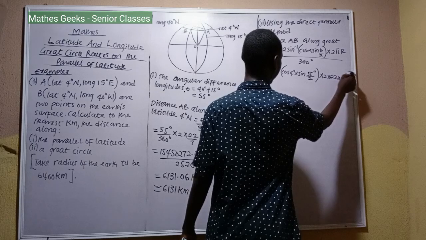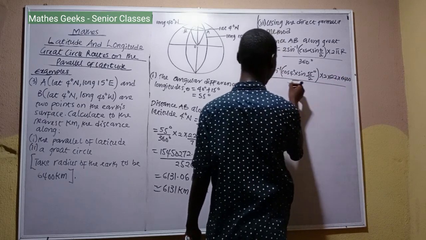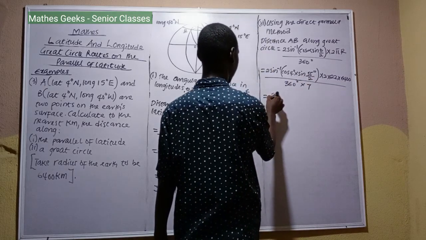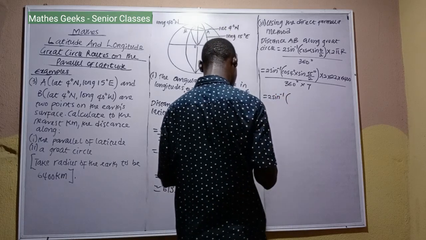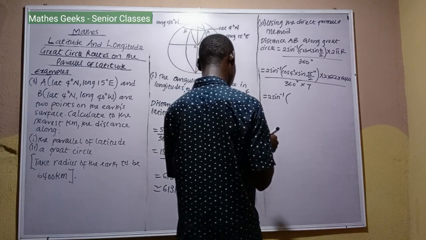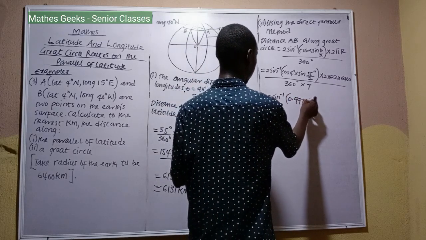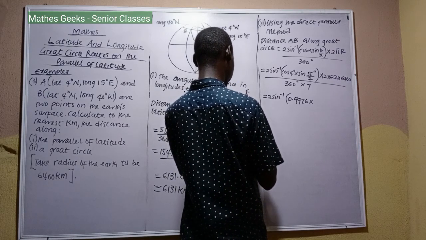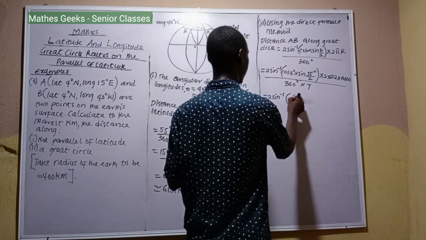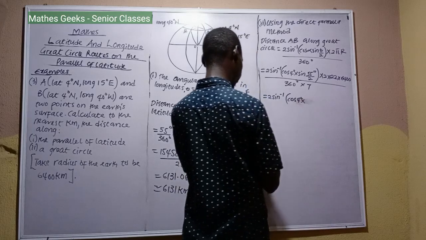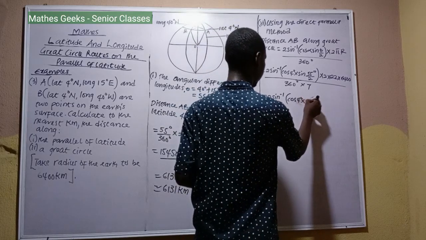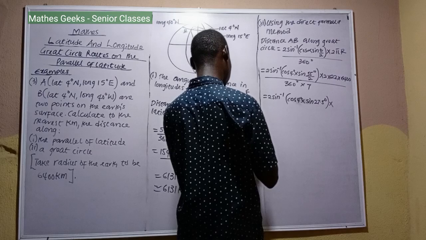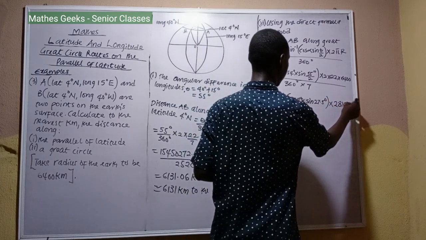22 over 7 times 6,400 over 360 degrees. So 2 arc sine of cos 4 degrees, which is 0.9976, times sine 55 degrees divided by 2. Okay, so cos 4 degrees times sine 55 divided by 2 is 27.5. Sine 27.5 degrees times 2 times 22 times 6,400 is 281,600.